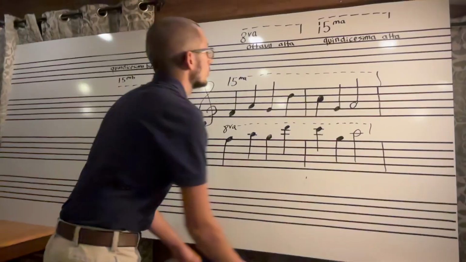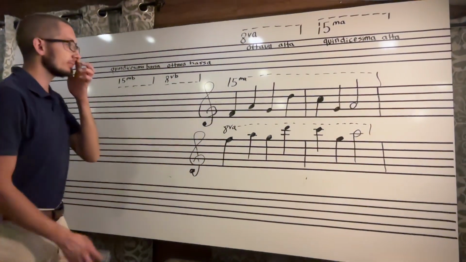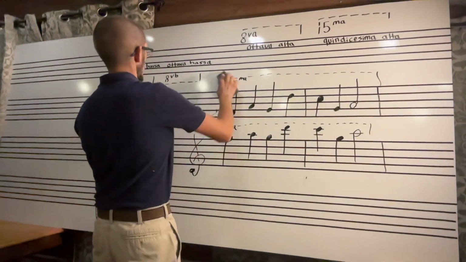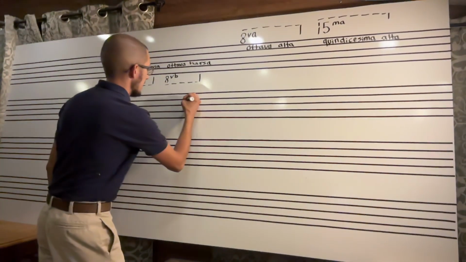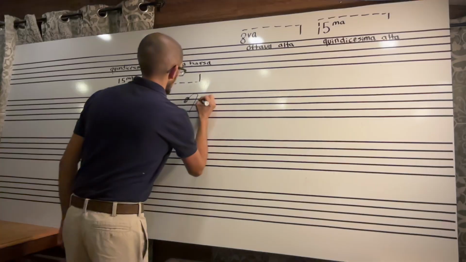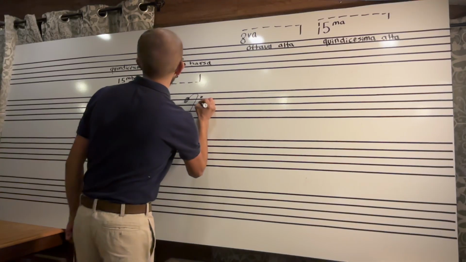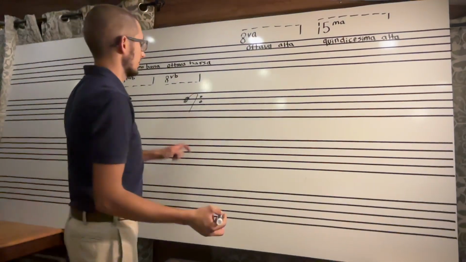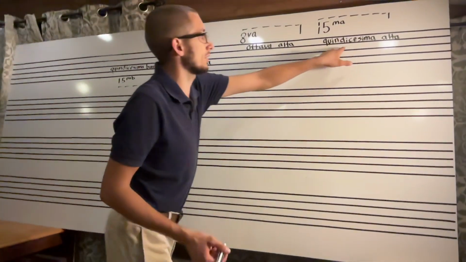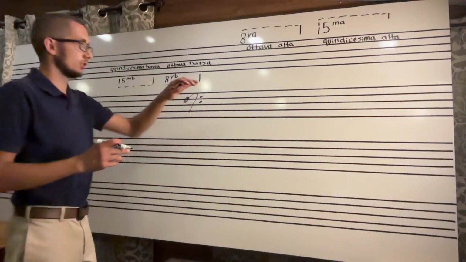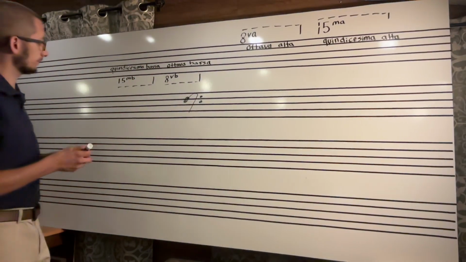Alright, that was quindecima alta. Let's do ottava bassa now. Let's draw a melody for the bass clef. You'll typically see ottava bassa and quindecima bassa written on bass clef music, and you'll see ottava alta and quindecima alta written on the treble clef staff.